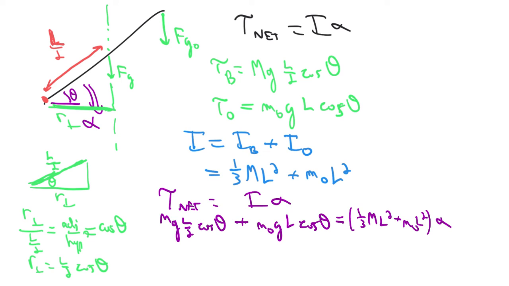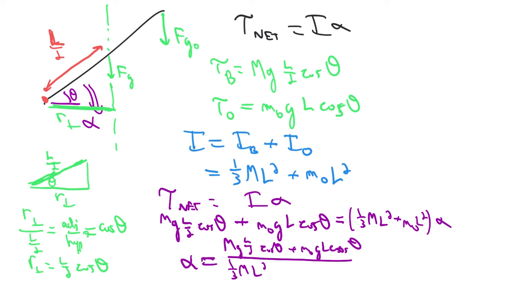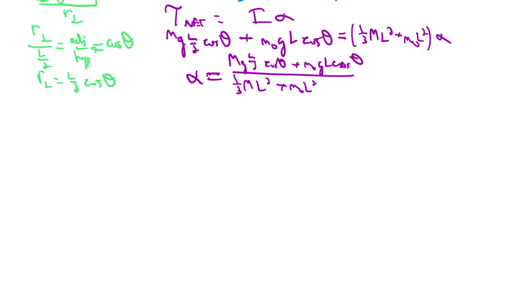One of the factors of L cancels, and we get something like alpha is, there's a g and an L left over. On this side, we would have, actually, you know what? Let's just write them out. mgl/2 cosine theta plus m0gl cosine theta all over 1/3 ml squared plus m0 l squared. So we can now factor and simplify.